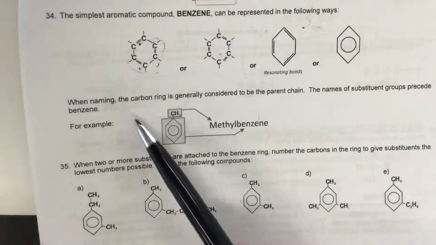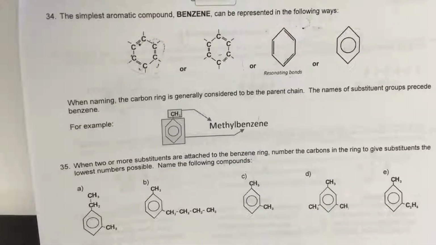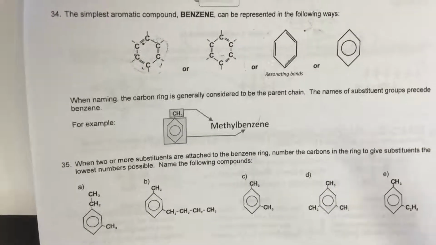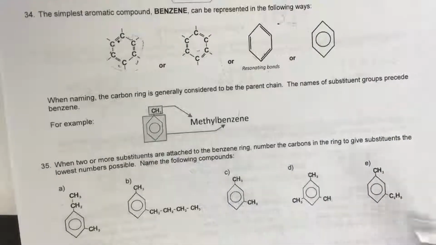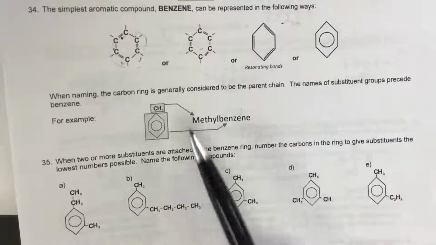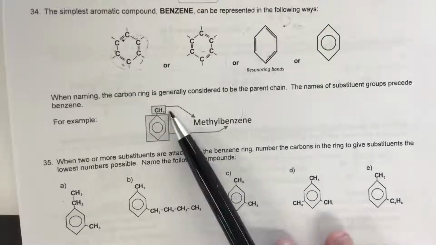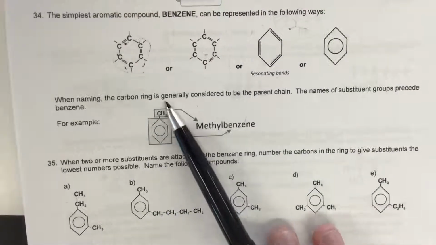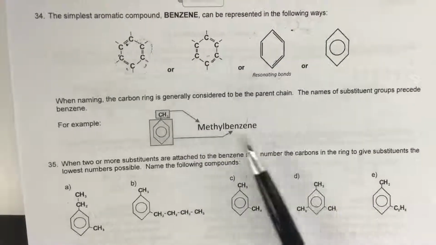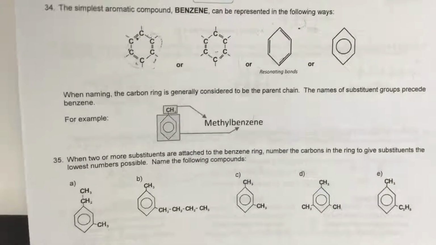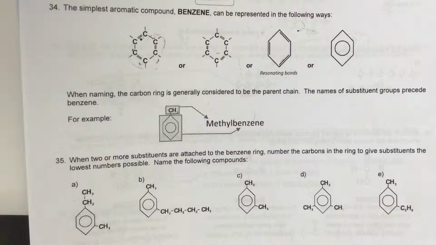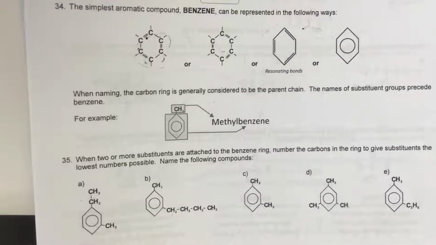Okay, when naming, the carbon ring is generally considered to be the parent chain, and the names of the substituent groups precede benzene, the name. So here we have the ring. The ring is called benzene, and then we have an attached methyl group. So this becomes methylbenzene. And since we have one attached methyl group, we don't need to specify the location on the chain. It just becomes methylbenzene.